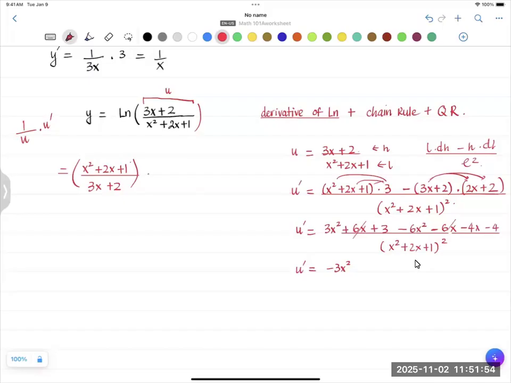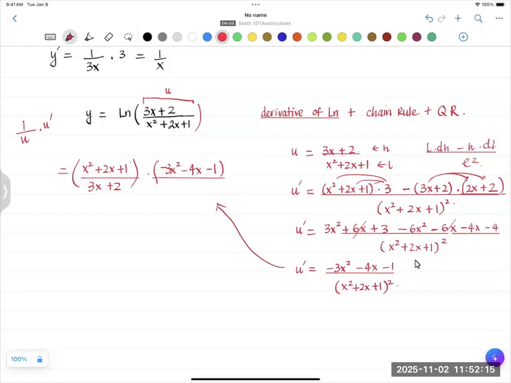and then we will have negative 3x squared minus 4x, and then minus 1, and then all over x squared plus 2x plus 1 squared. And then we will put it back in here. We have negative 3x squared minus 4x minus 1 all over x squared plus 2x plus 1 squared.